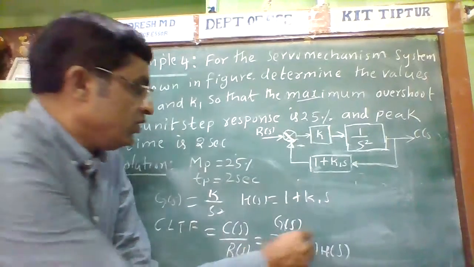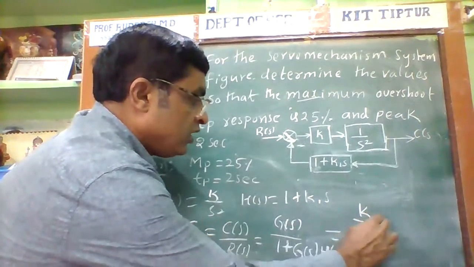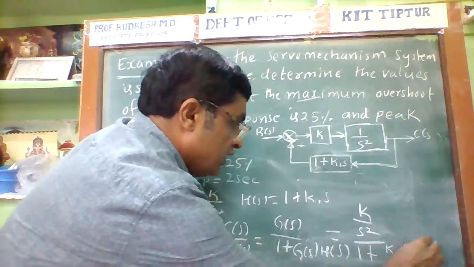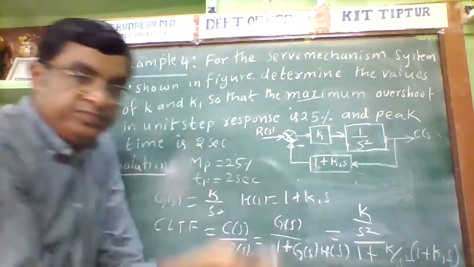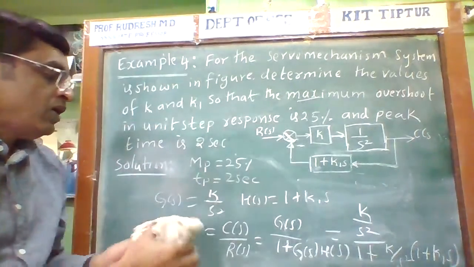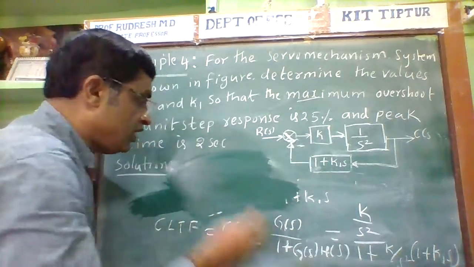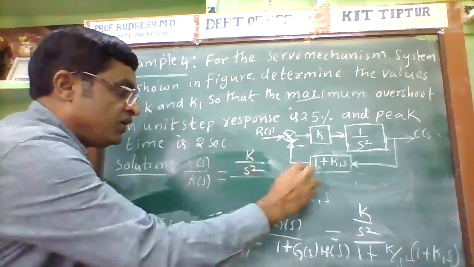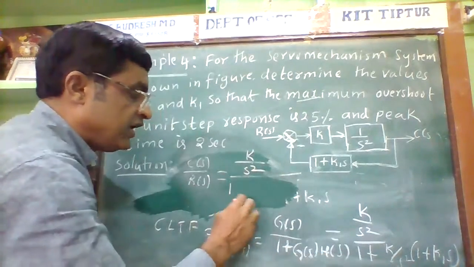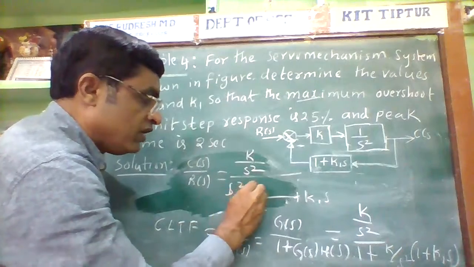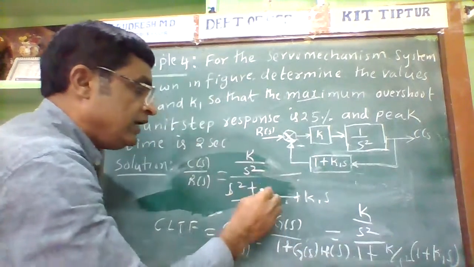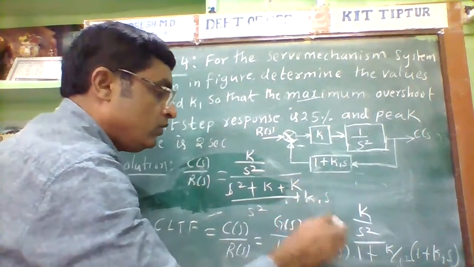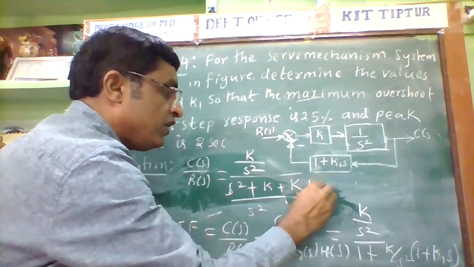Now, G(S) is K by S square and H(S) is 1 plus K1 into S. Therefore, now calculate C(S) divided by R(S). We need to simplify: K by S square divided by 1 plus K by S square into 1 plus K1 into S. If we take the LCM, it is S square plus K into 1 plus K into K1 into S.